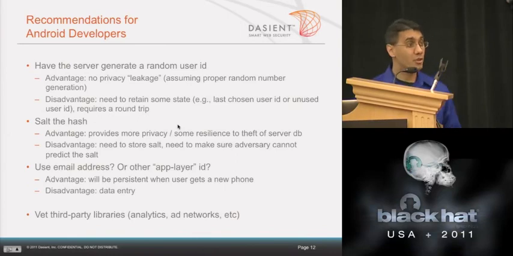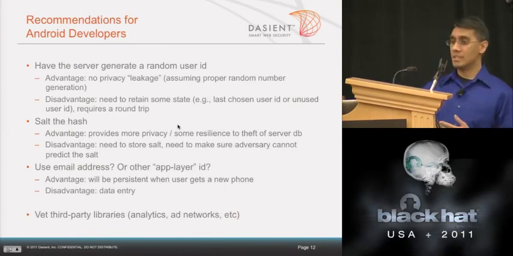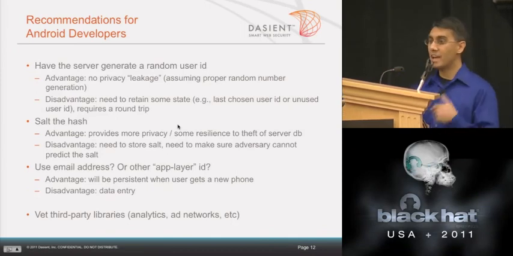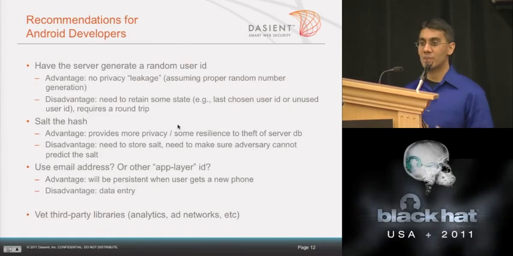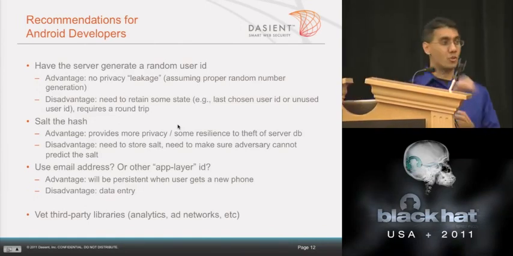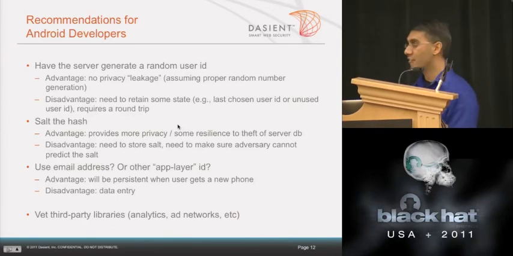Another thing that one could attempt to do is, instead of just taking a hash of the IMEI or the IMSI number, one could salt the hash, adding some additional randomness and entropy. That can provide more privacy, but you need to store the salt on the device. You need to make sure that an adversary can't predict the salt. There are issues there.